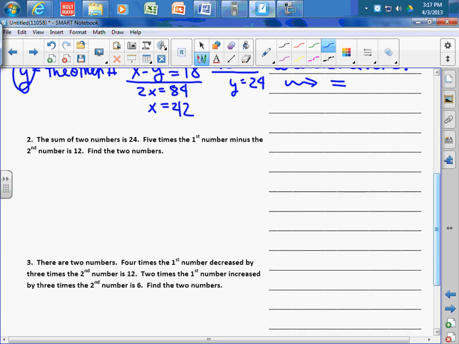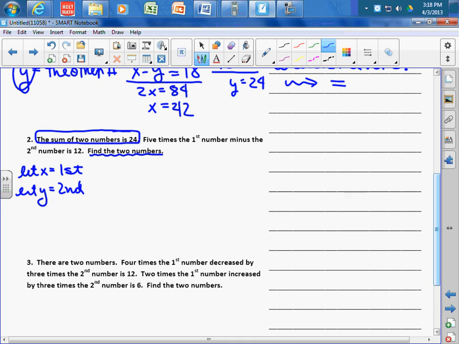The sum of two numbers is 24. 5 times the first number minus the second is 12. Find the two numbers. Well, again, all it's saying is find two numbers. So let x equal the first number, or one number, whatever you want to call it. Let y equal the second. Now, the sum of two numbers is 24. Here's one sentence. That's going to give you an equation. Where's the equal sign? Is. So the sum of two numbers is 24. X plus y equals 24.